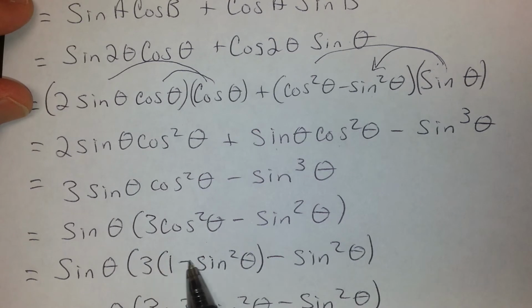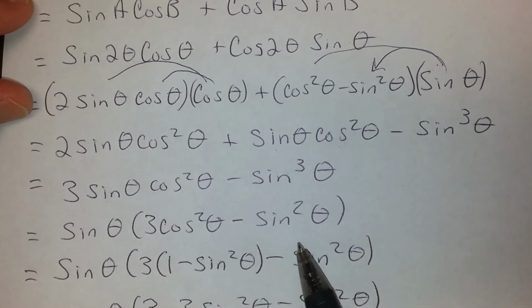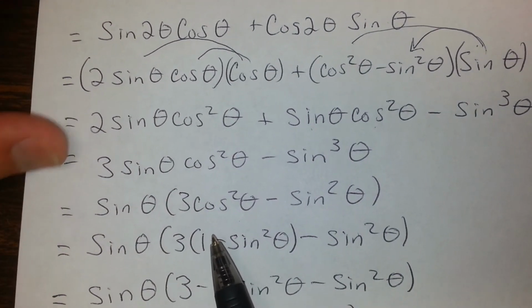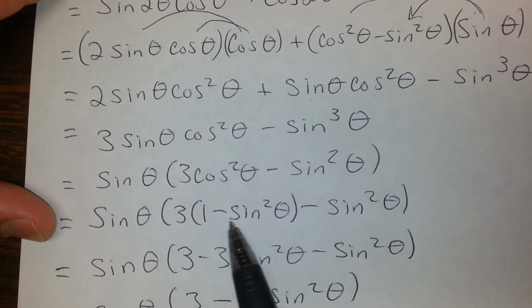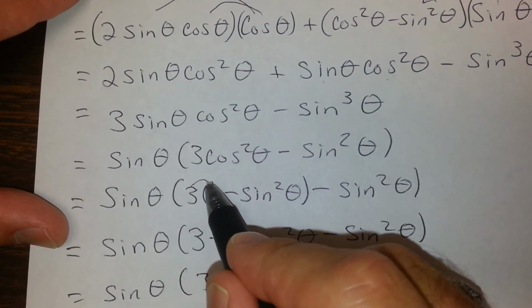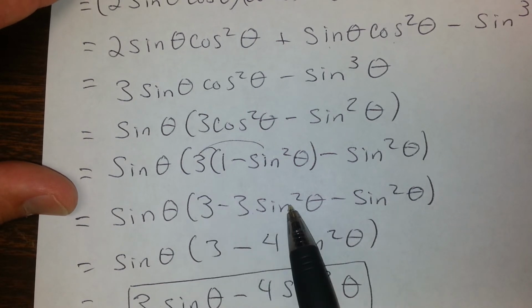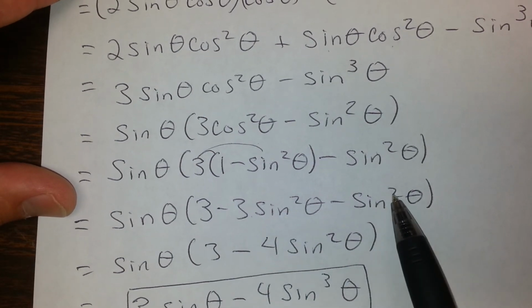So I've got 3 times, this is my cosine squared theta but in sine form, 1 minus sine squared theta, minus sine squared theta. Within these parentheses, I multiply 3 times 1, 3 times this, and I get 3 minus 3 sine squared theta minus sine squared theta.